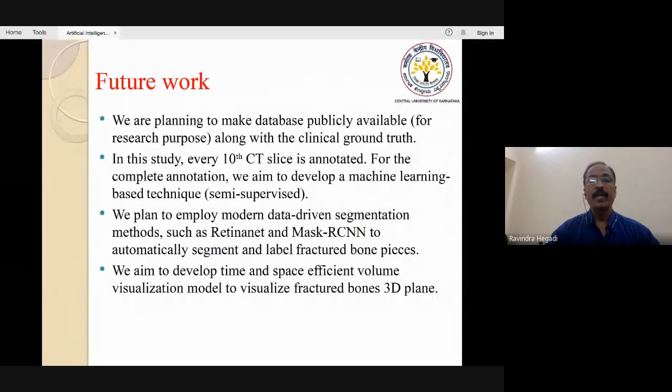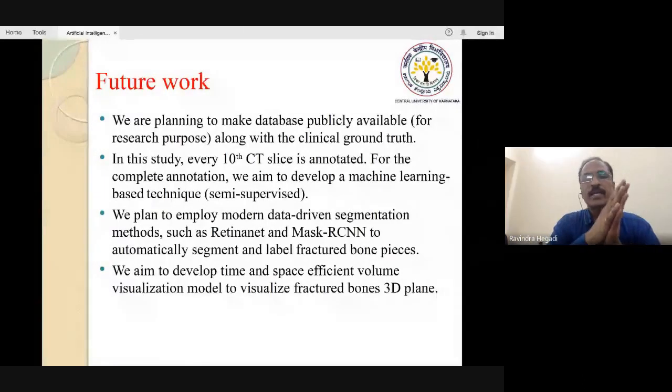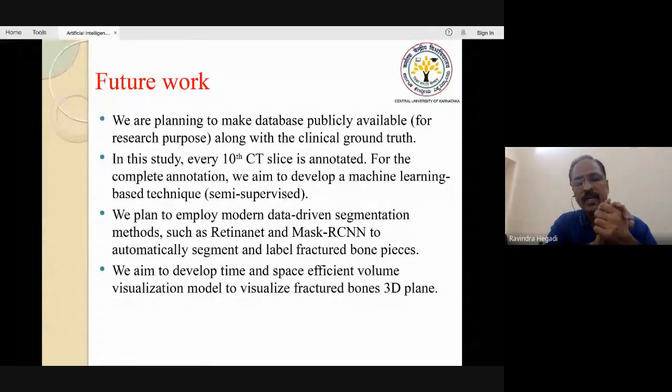So we are planning to make the database we have created available to the public. On the database itself, my students spent more than 2 years to collect it and annotate the data, and they have done it in a systematic way. So a lot of research is involved in the preparation of the database itself.